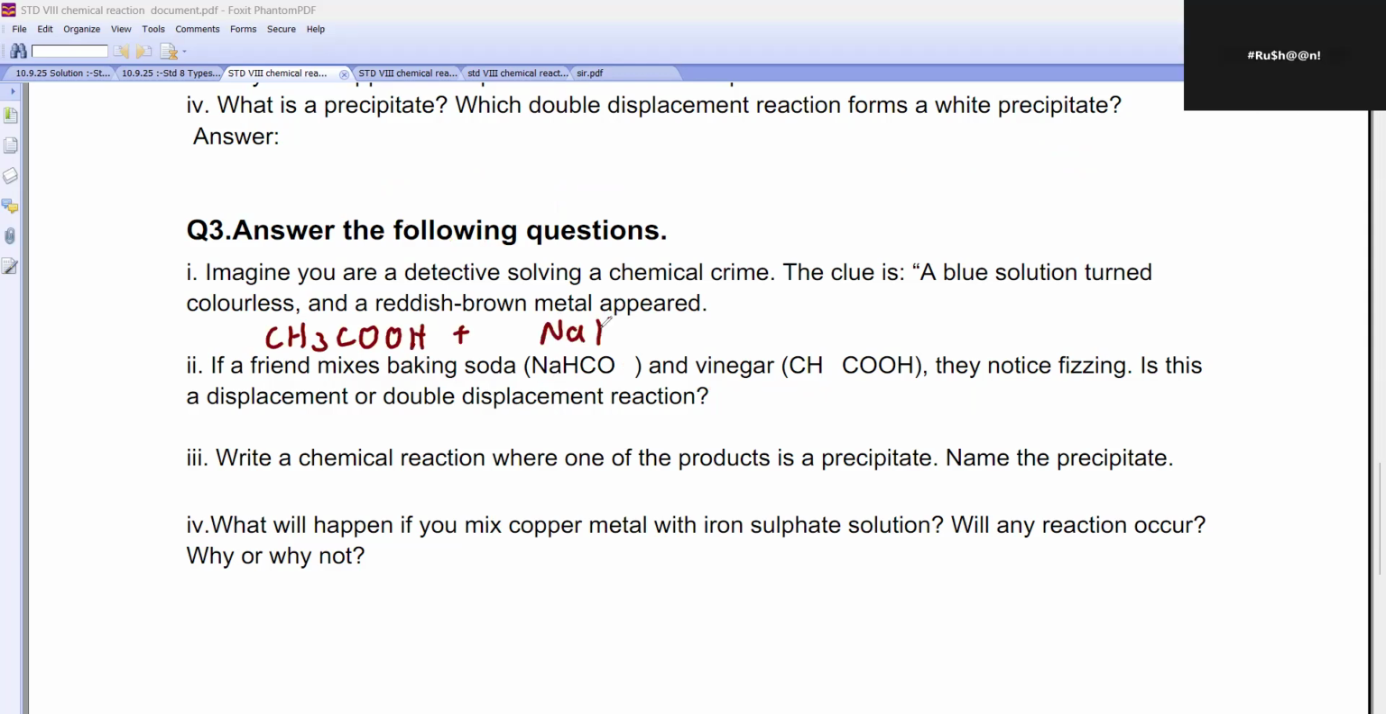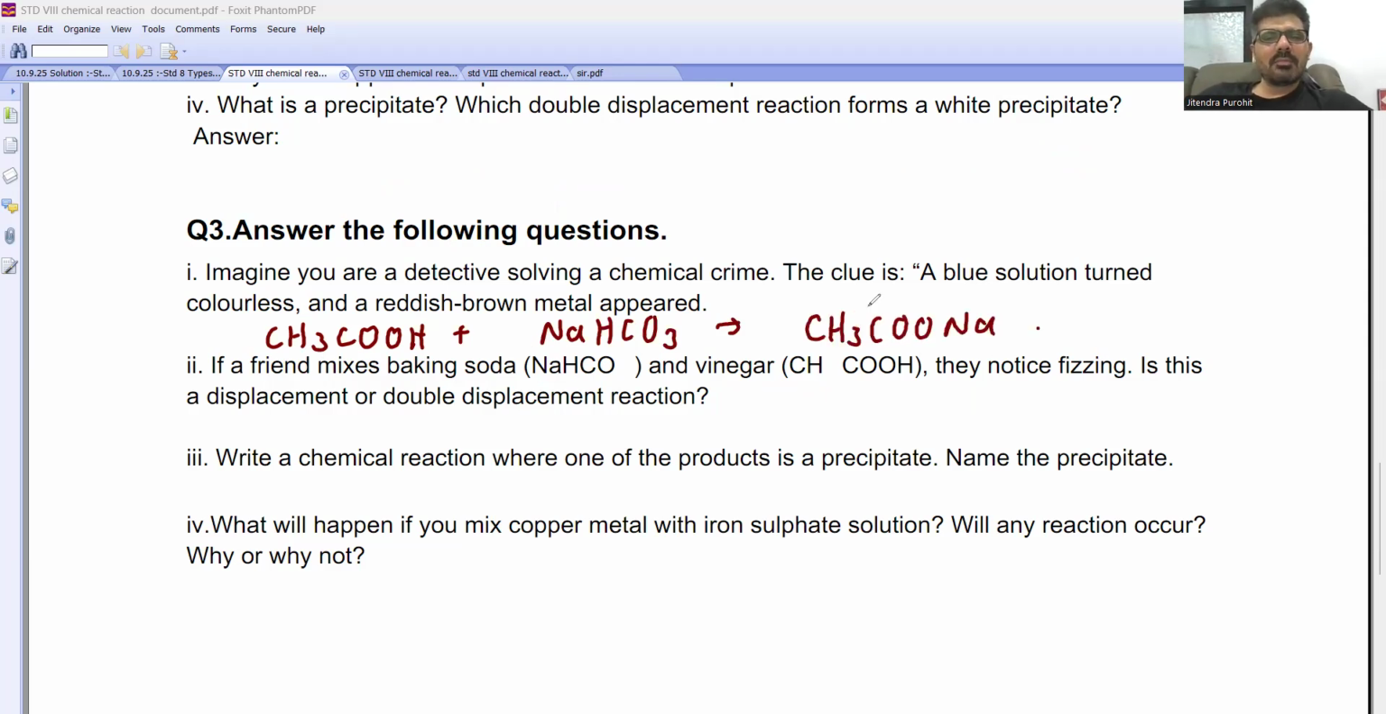Beta, in a base, if there is a carbonate, what will you get? Sodium acetate. And then, beta, you will get water. And whenever carbonate is there, you will always get extra carbon dioxide. So which reaction is this, beta? Double displacement reaction.